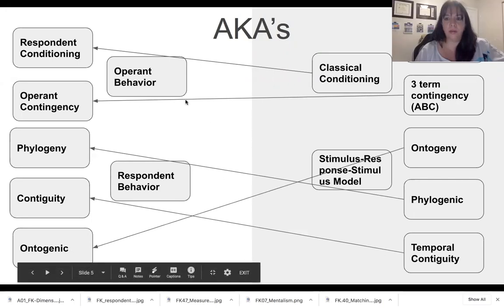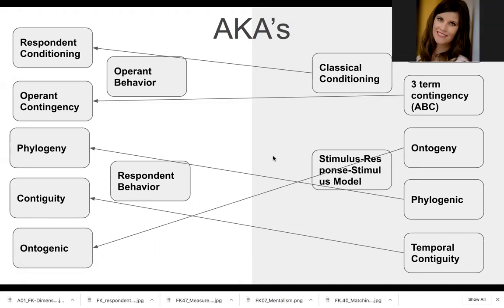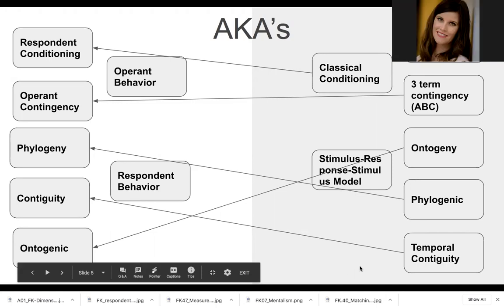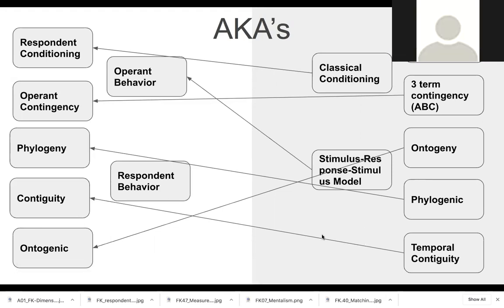Then we're going to go up here. Operant behavior. Stimulus response stimulus model. Yes, so it's this one right here. That's the SRS model, stimulus response stimulus. And the only one left is respondent behavior, which is what? Reflexive relations. Nice job.